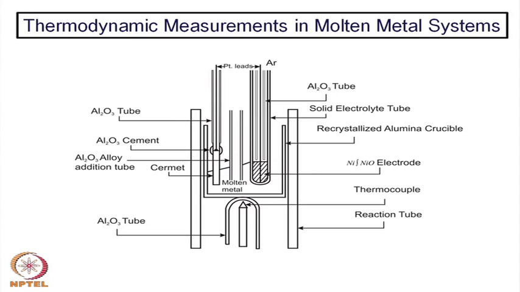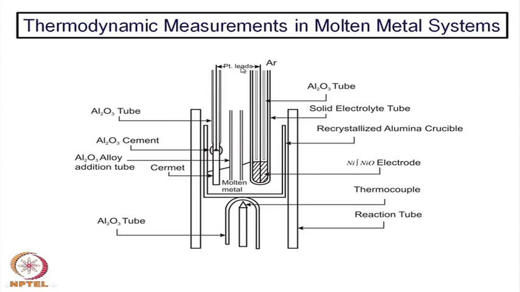And the same zirconia system can be used for creation of an electrochemical cell, and one can measure that. This is one example where the crucible is basically made of recrystallized alumina, having some molten metal. This is your molten metal, this is alumina, this is a cermet, and this is the tube, one closed-end zirconia tube.